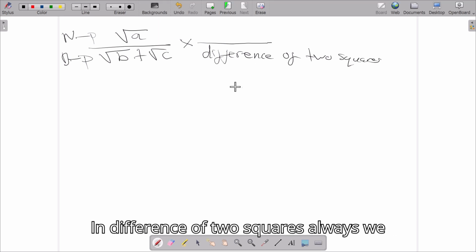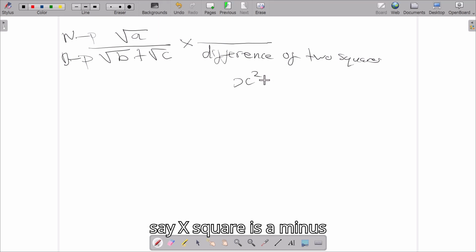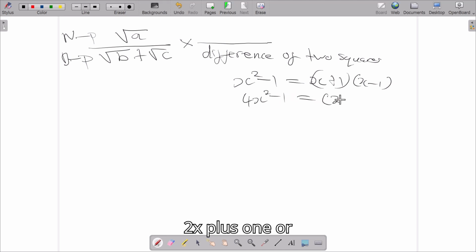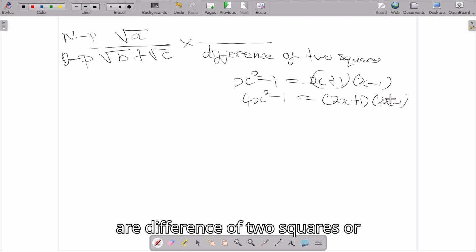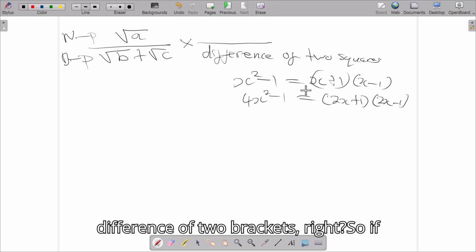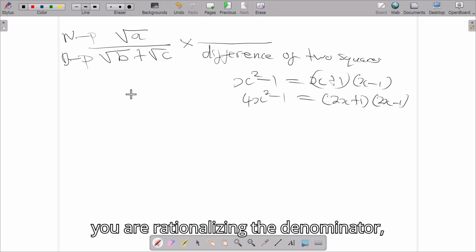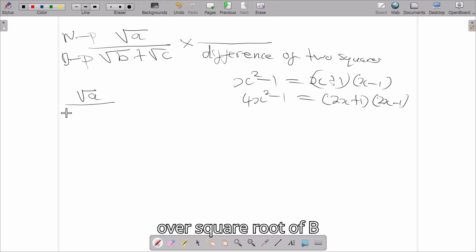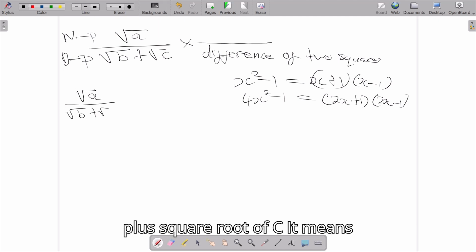What do I mean? In difference of two squares, we always say x squared minus 1 is equal to (x plus 1)(x minus 1), or maybe 4x squared minus 1 is equal to (2x plus 1)(2x minus 1). So these are difference of two squares, or different two brackets, right? So if you are rationalizing a denominator, for example, like I said, we have square root a over square root of b plus square root of c.